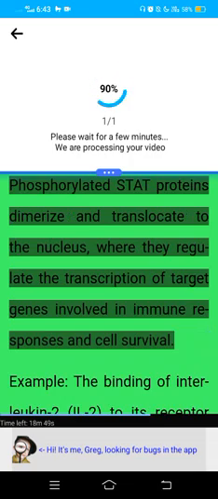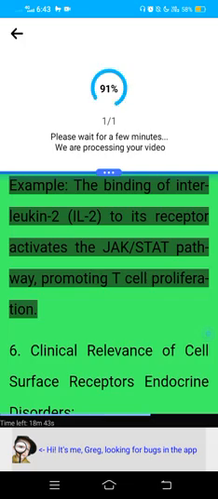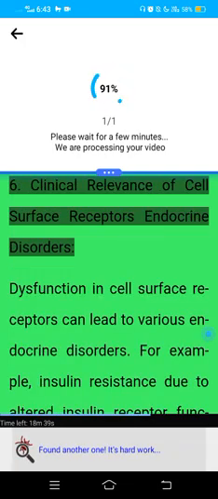Phosphorylated STATs dimerize and translocate to the nucleus, where they regulate the transcription of target genes involved in immune responses and cell survival. Example: the binding of interleukin-2, IL-2, to its receptor activates the JAK-STAT pathway, promoting T cell proliferation. 6. Clinical relevance of cell surface receptors.